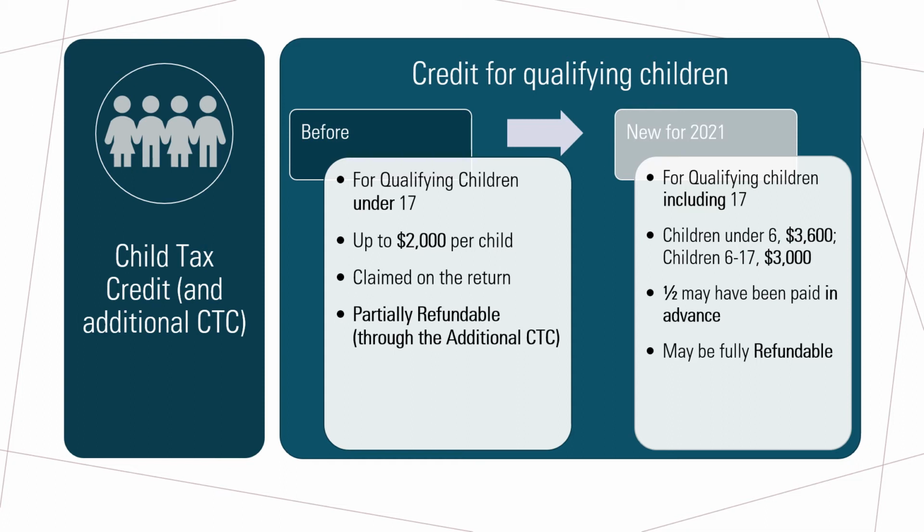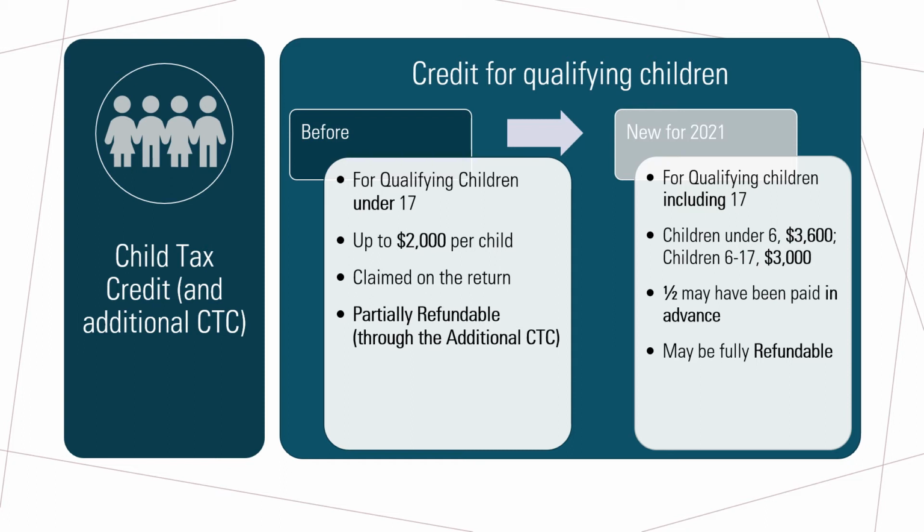So in 2021, tax laws were adjusted, so now the child tax credit can be claimed for qualifying children, including the 17-year-olds. And for children under 6, the credit amount was raised to $3,600. And for children 6 to 17, it was raised to $3,000.